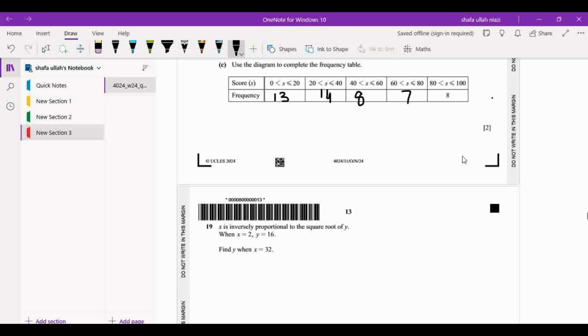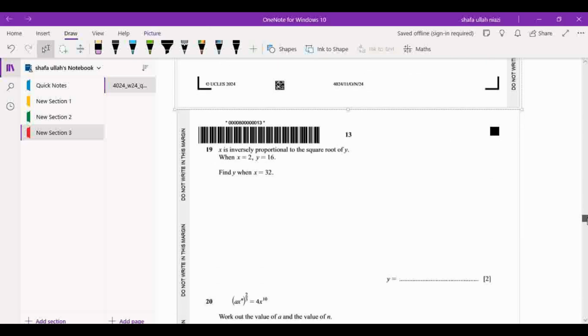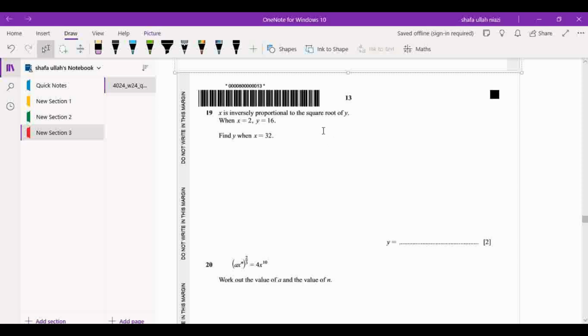Let's check it. Next is x is inversely proportional to the square of y.